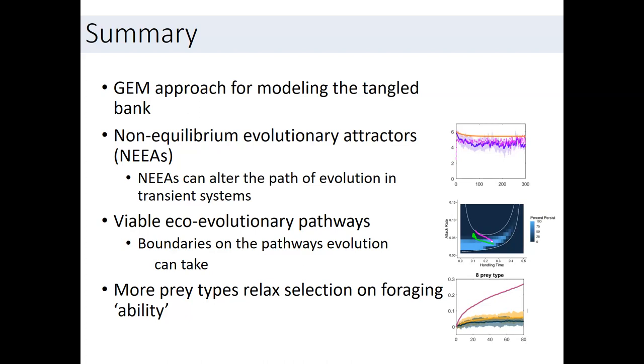And then finally, it's pretty easy to show that more prey types can relax selection on foraging, and that maybe the generic expectation for thinking about predators and what they like to do out there is that they should basically eat whatever they can. And the more we see in the literature, and the more experiments we do with spiders and owls and everything else, the more it seems like, yep, they eat whatever they can.